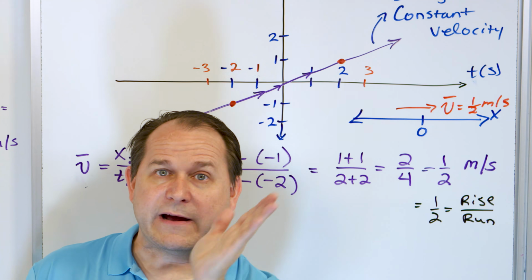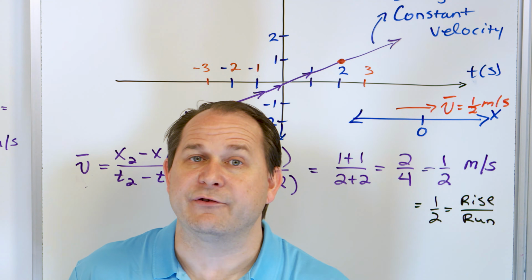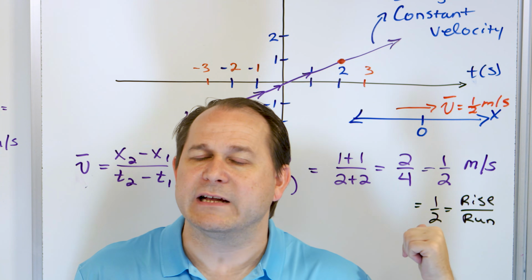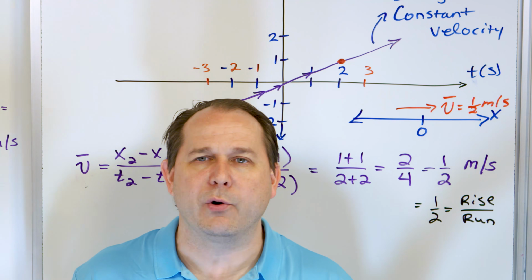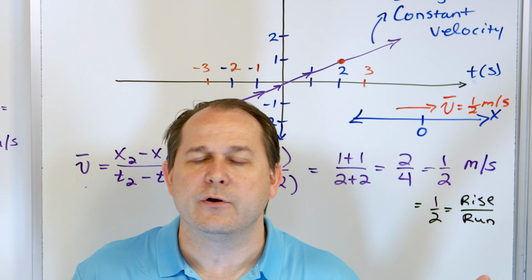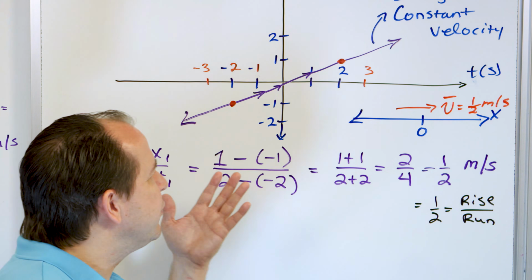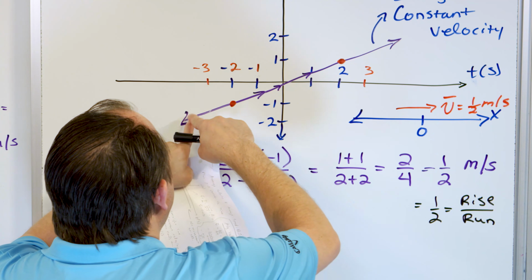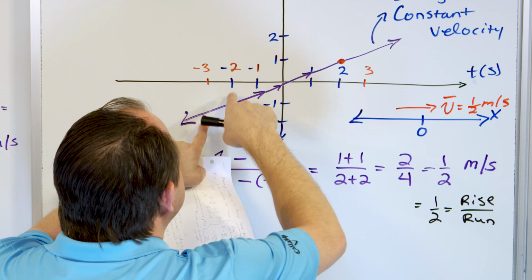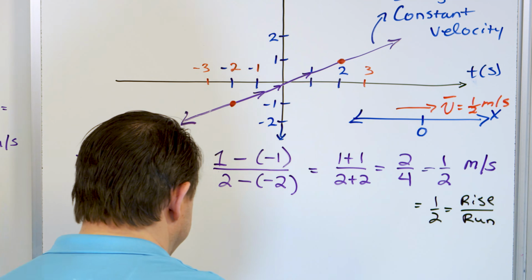Now, because it's a straight line and the slope of the line never changes, if we calculate the average velocity between any 2 points on this line, on this graph, we should get the same velocity, 1/2 meter per second. Your position is changing, but no matter where you are, you're going the same distance in the same amount of time.